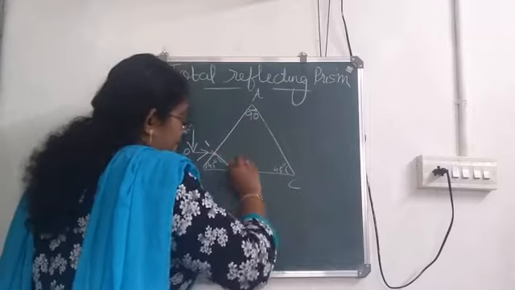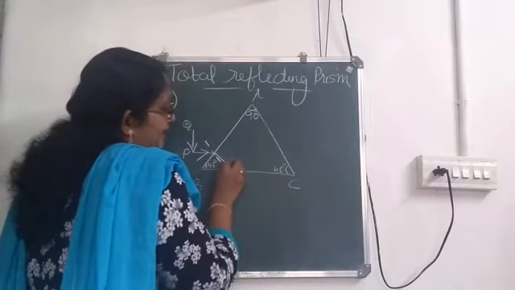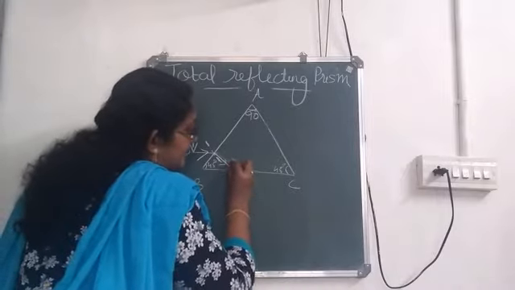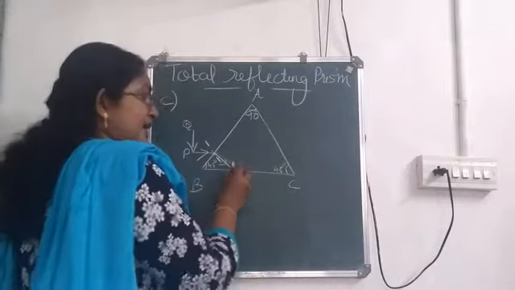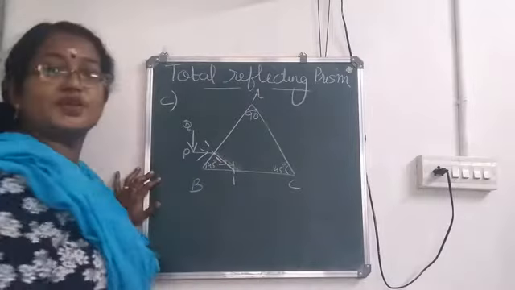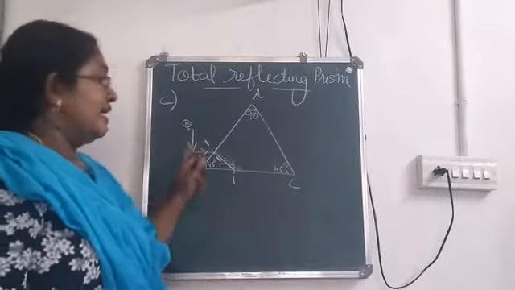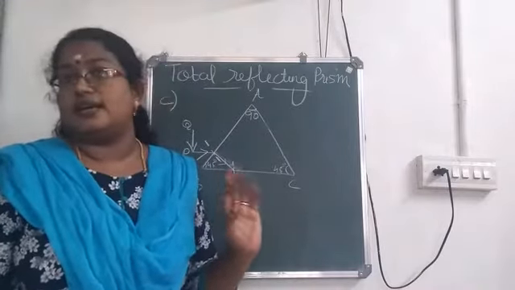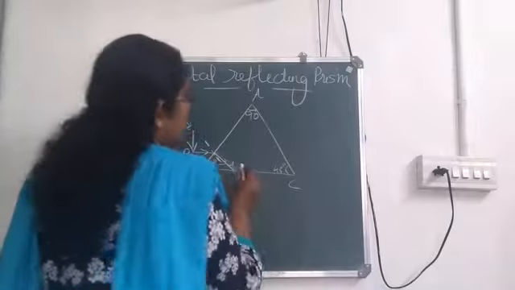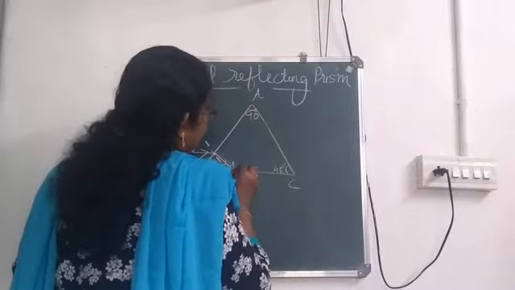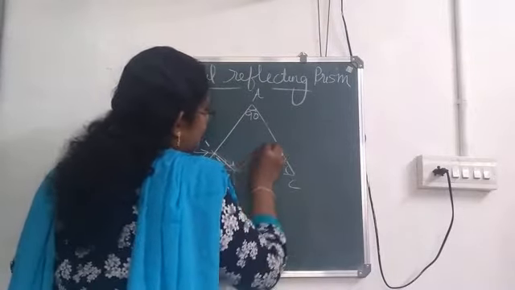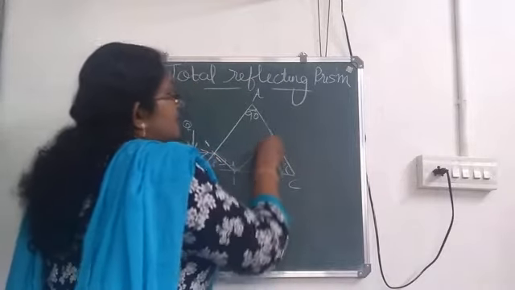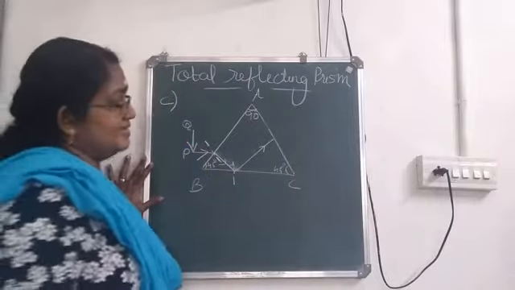So this is our normal. The ray bends towards the normal, and now it hits here. Here the angle of incidence is 45 degree, which is greater than the critical angle. So what happens? Total internal reflection takes place and the ray reaches the surface AC.